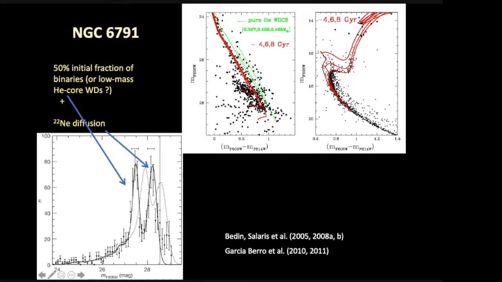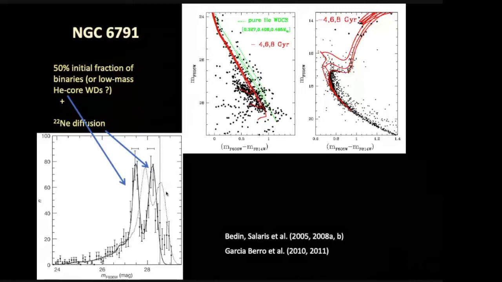If you count, instead of a CMD, you take a luminosity function, these two terminations correspond to these two peaks, these dots with error bars. And if you do the luminosity function from these isochrones, you will have this dotted one, the dotted points, the luminosity function for ages of 8 and 6 giga years. So clearly here we were completely off. We didn't know what was going on.